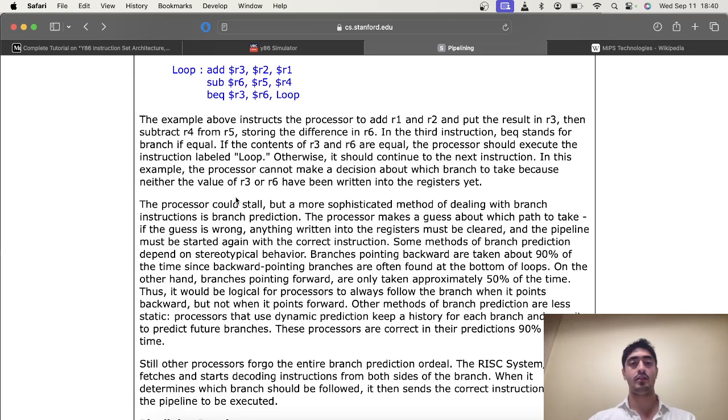Right, the processor could stall, but a more sophisticated method of dealing with branch instructions is branch prediction. The processor makes a guess about which path to take. If the guess is wrong, anything written into the registers must be cleared, and the pipeline must be started again with the correct instruction.